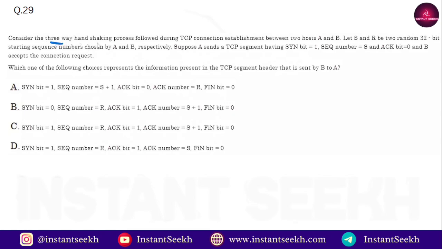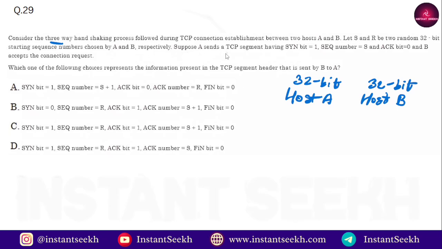Consider a three-way handshake process followed during TCP connection establishment, where two hosts, host A and host B, are there. Let S and R be two random 32-bit starting sequence numbers chosen by A and B. Both of them choose a 32-bit sequence. I am writing this because the text is a little bit smaller.